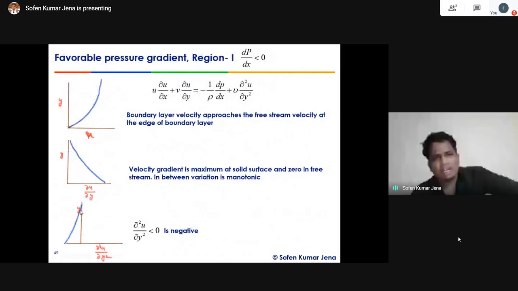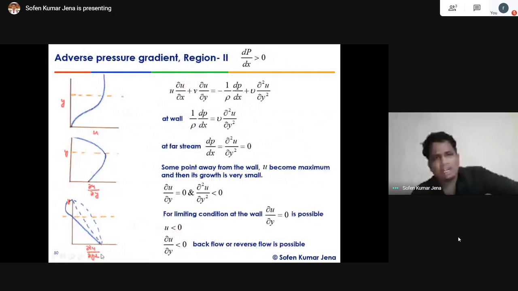In the del square u by del y square term, the second derivative term can gradually go from positive to 0 from the solid boundary. If this term is positive, it can directly shift from positive to 0 towards the edge, or it can shift from positive to a point where del square u by del y square becomes 0. Then it goes to the negative, and then again meets the 0.